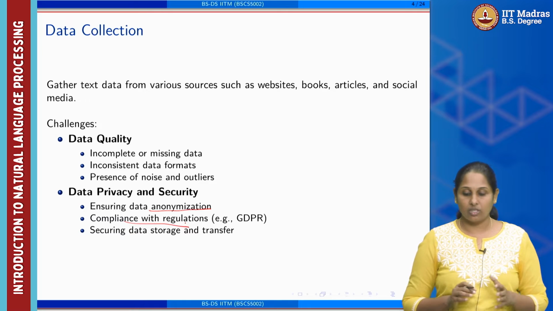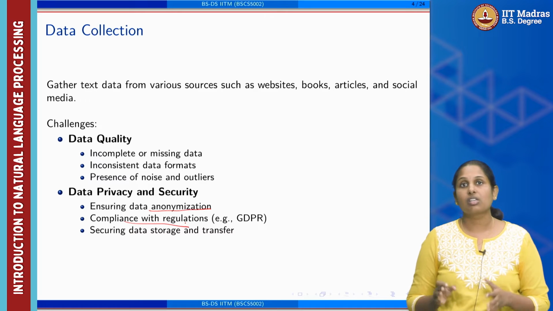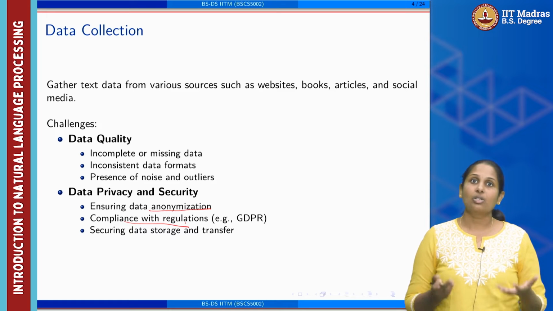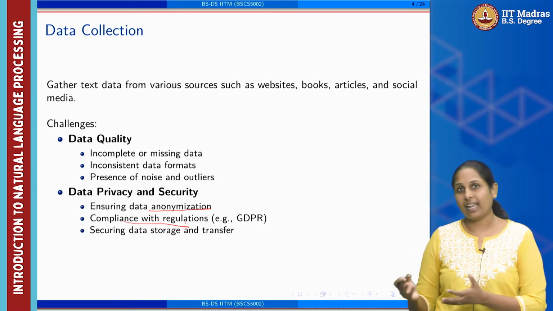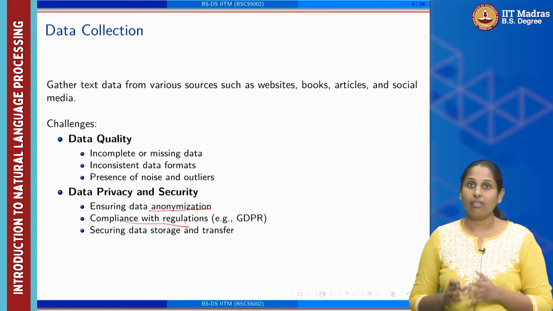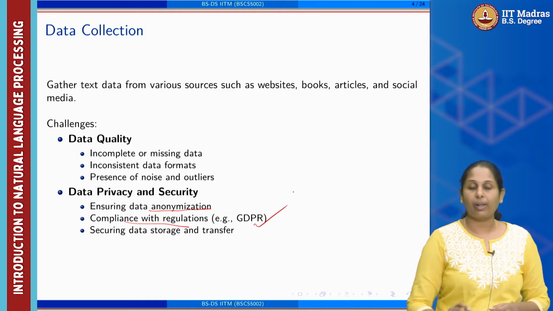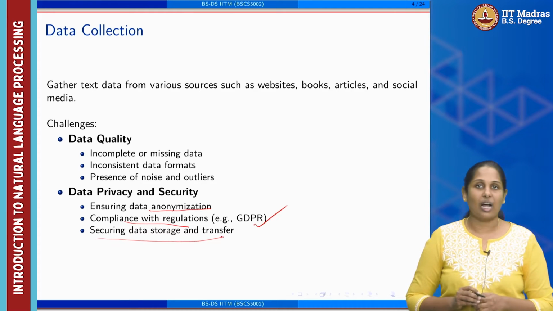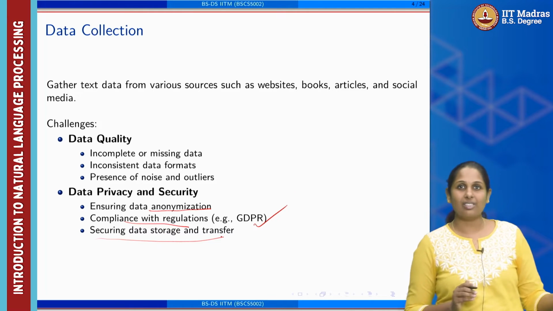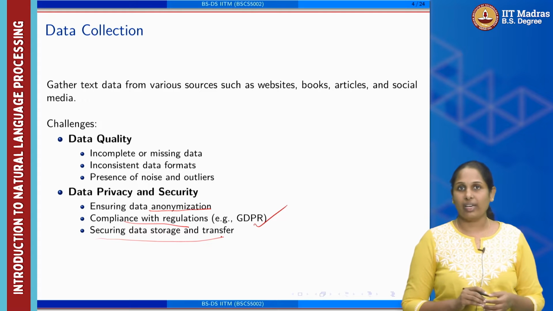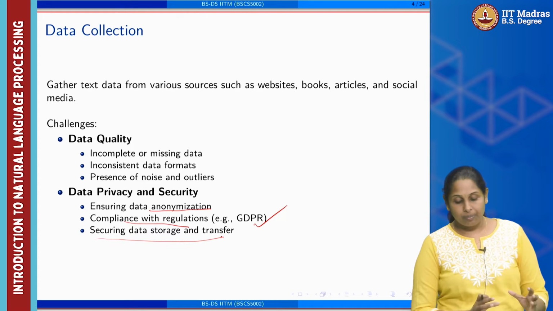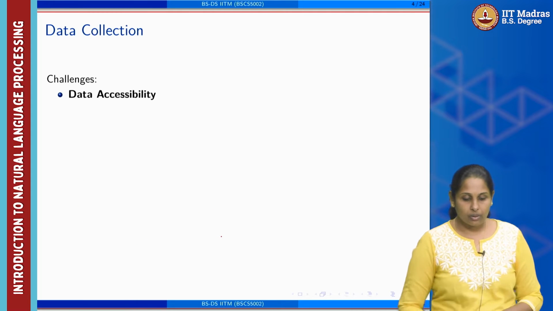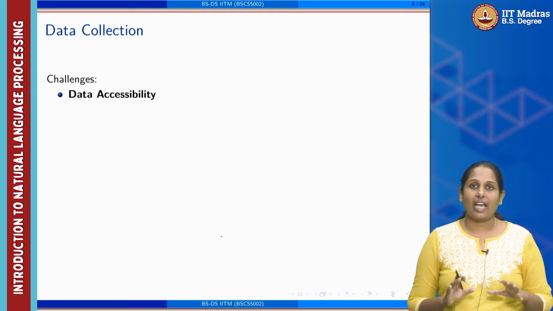So regulations like the General Data Protection Regulation ensure that we cannot just copy as it is from any website. There are licenses, like CC BY license and different kinds of techniques, which we need to follow to make sure that it complies with the regulation. And securing data storage and transfer is another problem. Again, we cannot just copy paste in any place. We need a secured place where we can store the data, and whenever required we have to be able to get the data back. Okay, and another challenge is data accessibility.